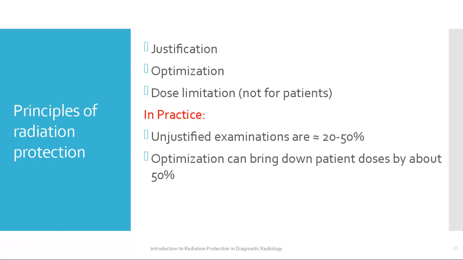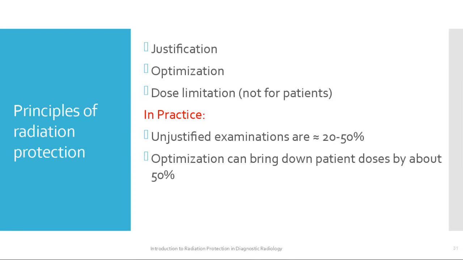Now we are aware of radiation protection, how to measure radiation dose in CT scan, and dose descriptors. You know the classification, optimization, and dose limits. In practice, IAEA data shows that 20 to 50% of medical exposure is unjustified. That means medical doctors might request unjustified procedures. Another thing, we know that optimization can bring down patient doses by about 50%. So if we have justified medical exposure, we will reduce at least 75% of the radiation dose nowadays.